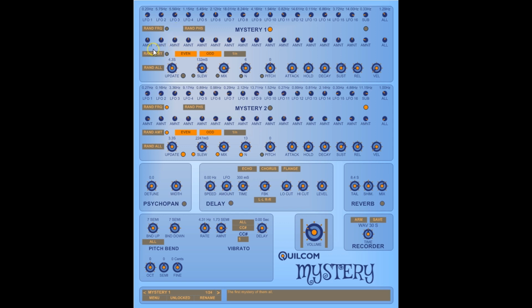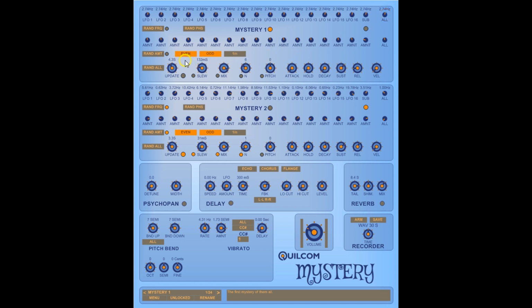So this row of amount knobs sets the level for each partial, F1 to F16, and the sub, and this row sets the LFO frequencies per partial. If we want to set the knobs all to the same value, there is an all knob here, and the same for the frequencies.